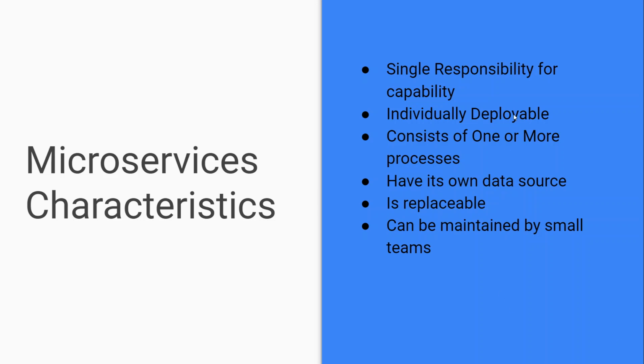Now, the second one is individually deployable. A microservice should be individually deployable. When you change a particular microservice, you should be able to deploy only that changed microservice to the production environment without touching any other part of our system. In the example shopping cart e-commerce application that we have just seen, whenever a change is made to the shopping cart microservice, you should be able to deploy just that shopping cart microservice.